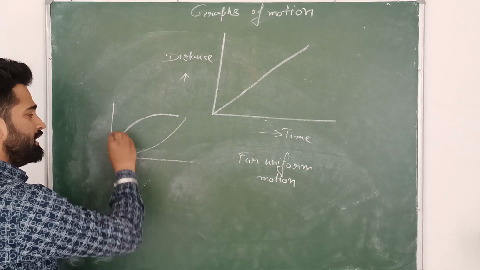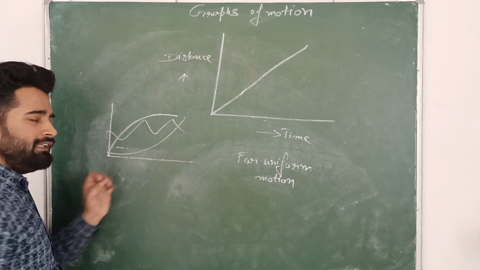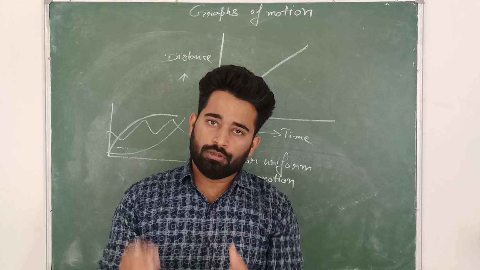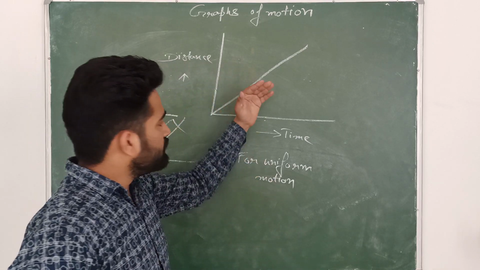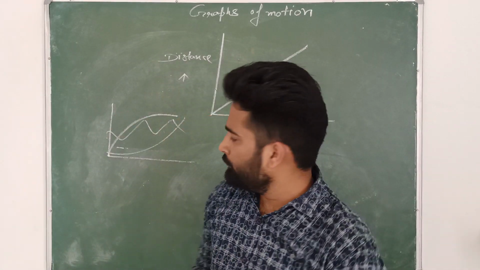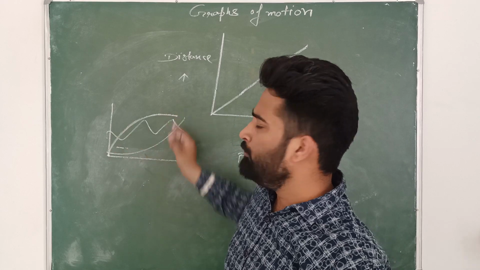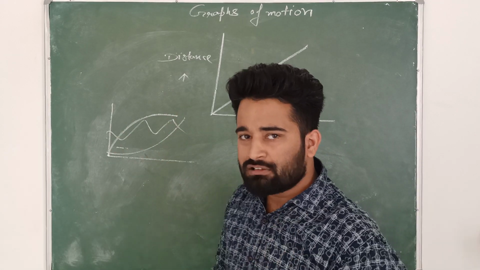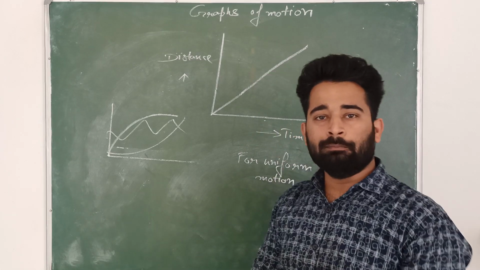But it can be of any shape. It can be of zigzag shape. Remember this thing. If we are drawing a graph for uniform motion, then it is a straight line. And if we are drawing it for non-uniform motion, it can be of any shape. Remember this always. This kind of question can come in your paper.